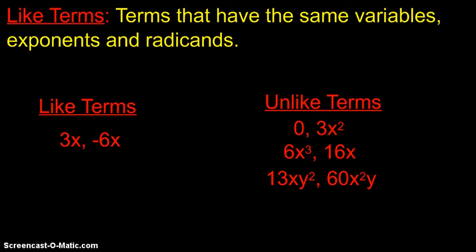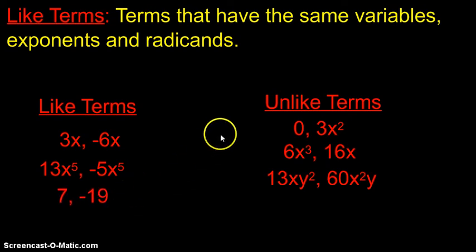Okay, and what do we got here? We got 13x to the 5th and minus 5x to the 5th. Again, they have the same variables and the same exponents, so those are actually like terms. And then we have 7 and negative 19. Now, they have the same variables, which is no variable, and they have the same radicands, which are no radicands. So these are like terms.